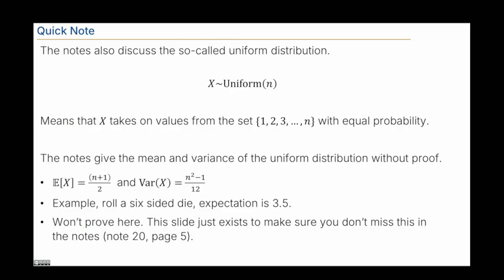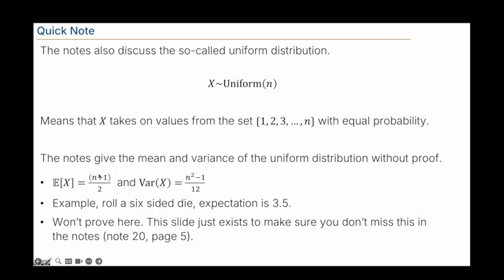Okay. And one more that we will talk about is the uniform distribution. We haven't seen this before. But it's a really simple distribution, which is just, it's like a die roll. Takes on values from a set with equal probability, and that set's always 1 through n. So if I have the uniform distribution with parameter 6, then you either get 1, 2, 3, 4, 5, or 6. The notes give the mean and the variance without proof. They're very straightforward to compute. So the expected value of x for a die roll is n plus 1 over 2.